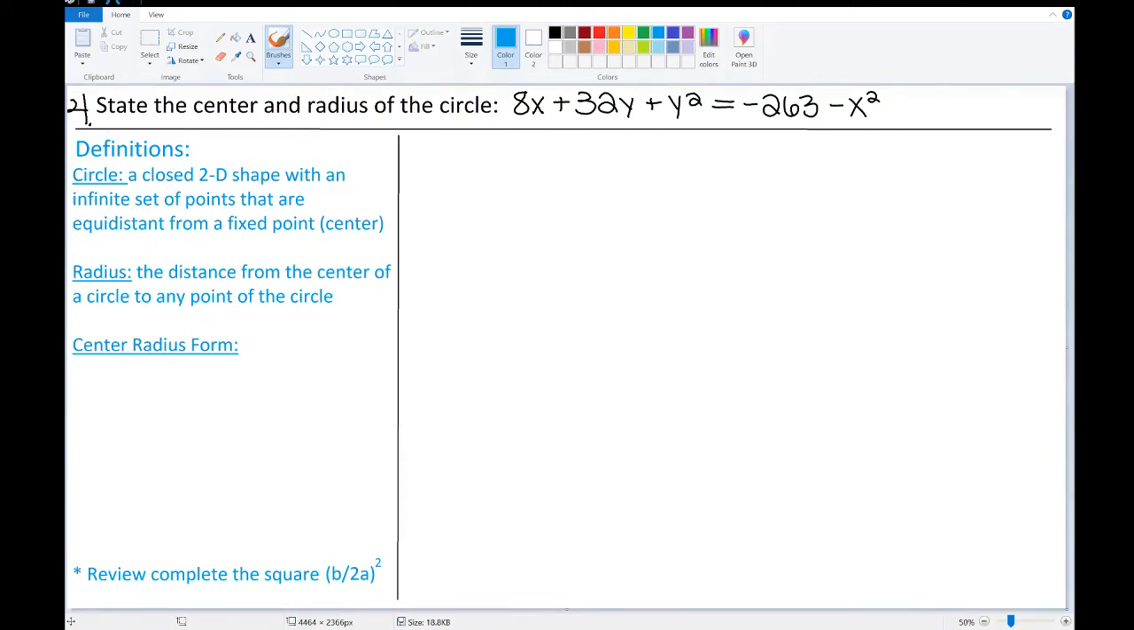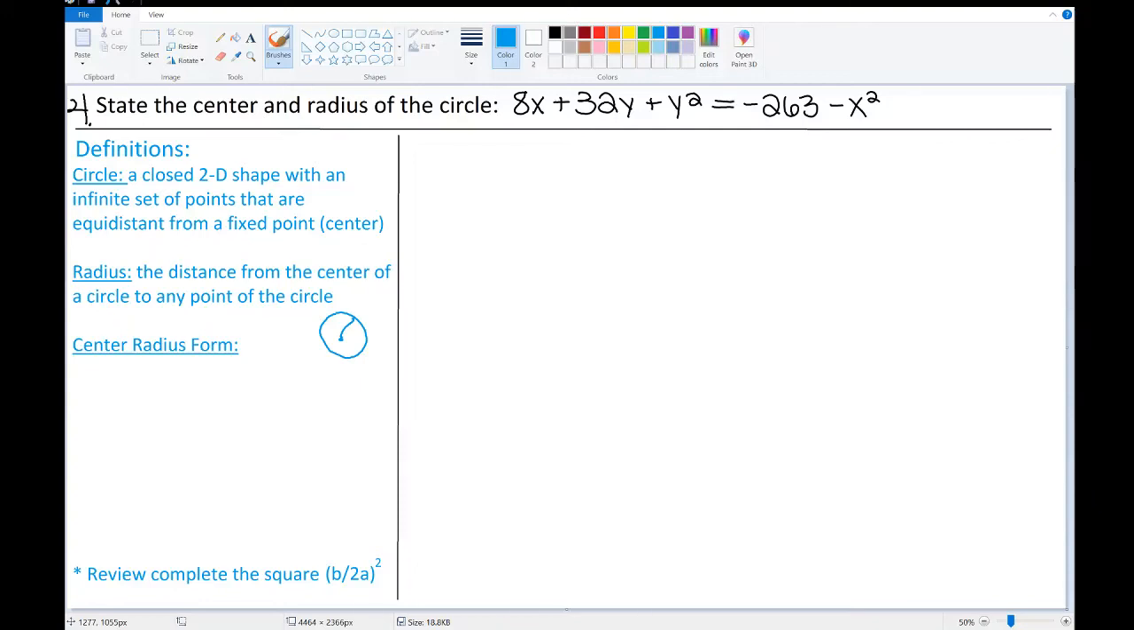And then the radius of a circle is the distance from the center of the circle to any point on the circle. So to draw a picture, if this was the center, not really looks like the center, but that's okay, this would be the radius, and that's a straight line.